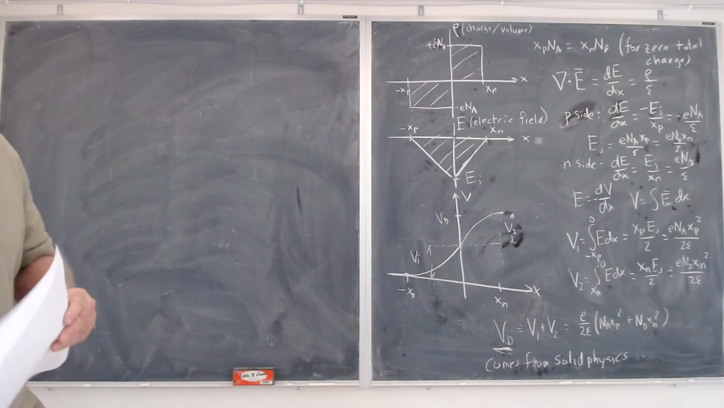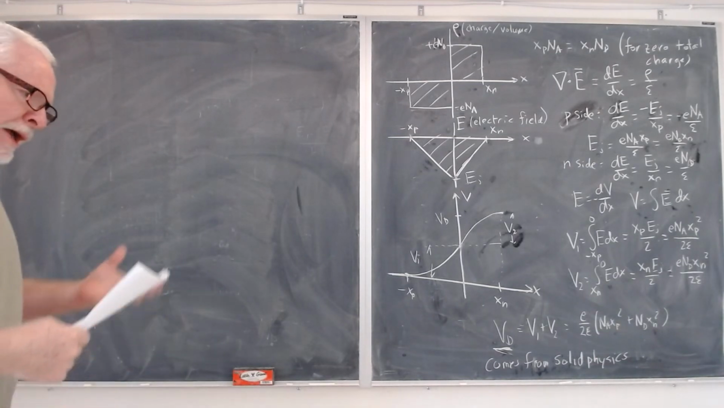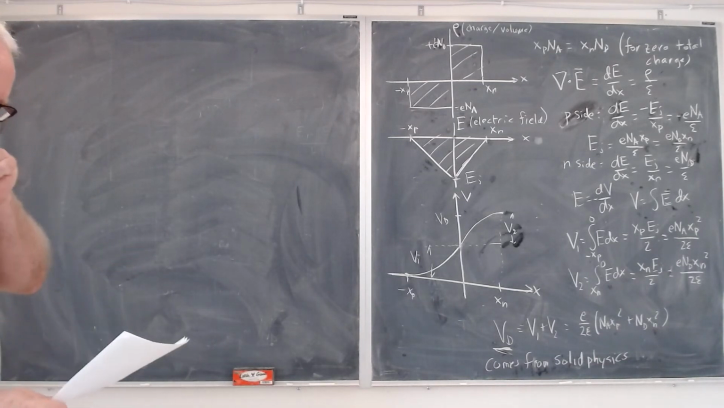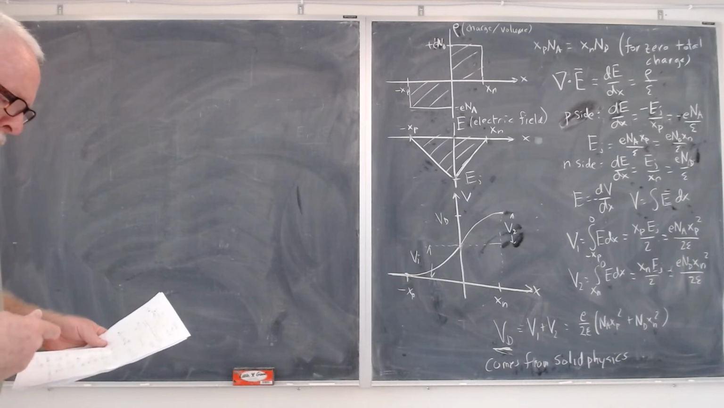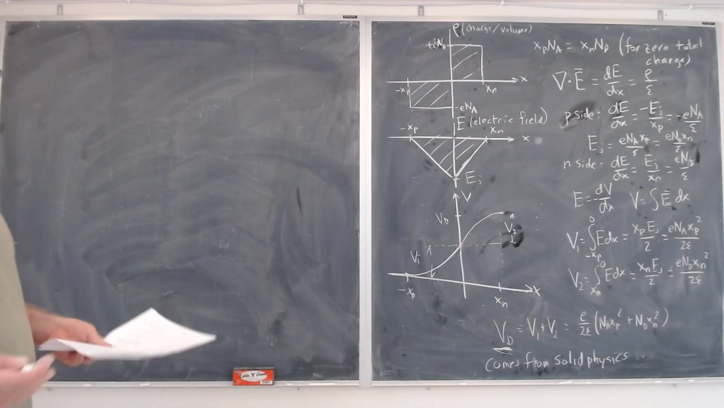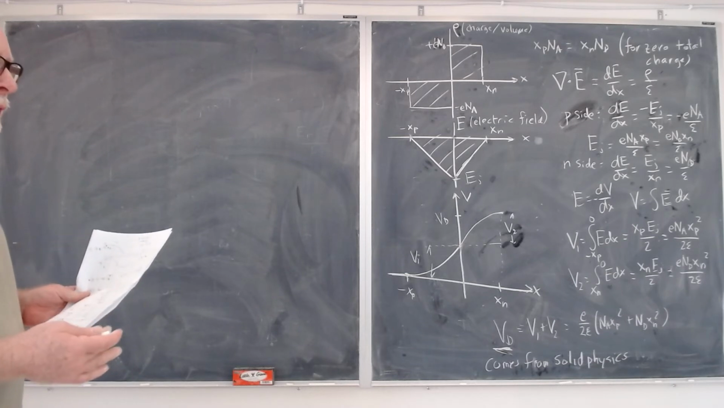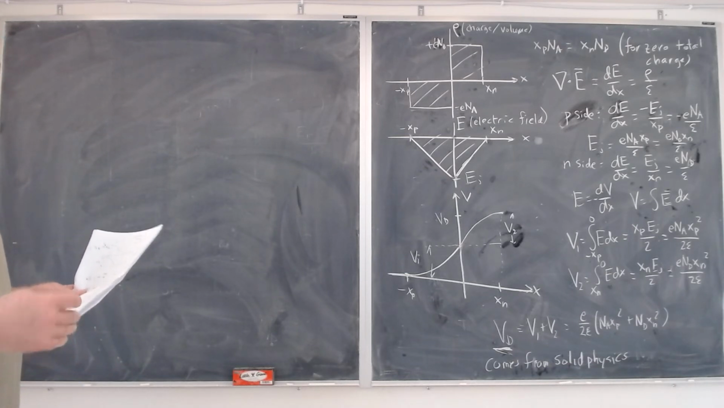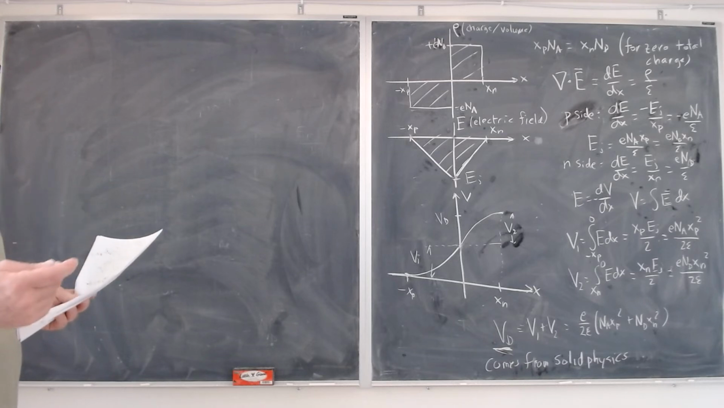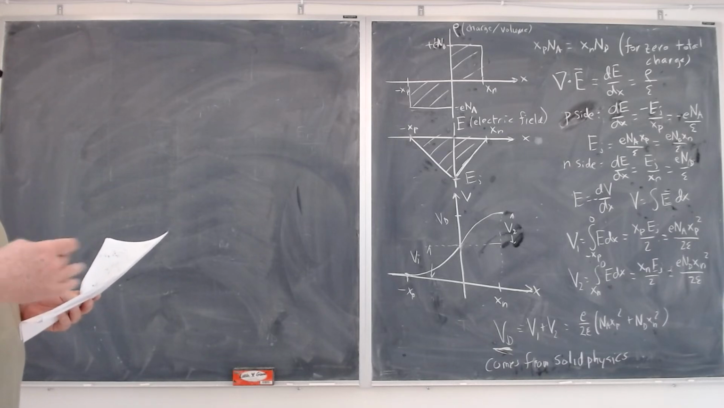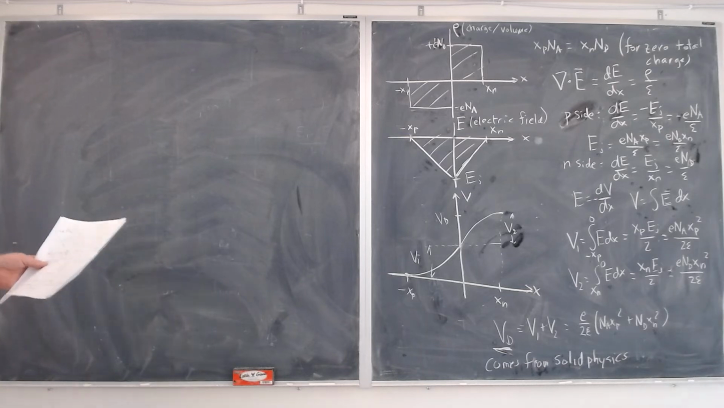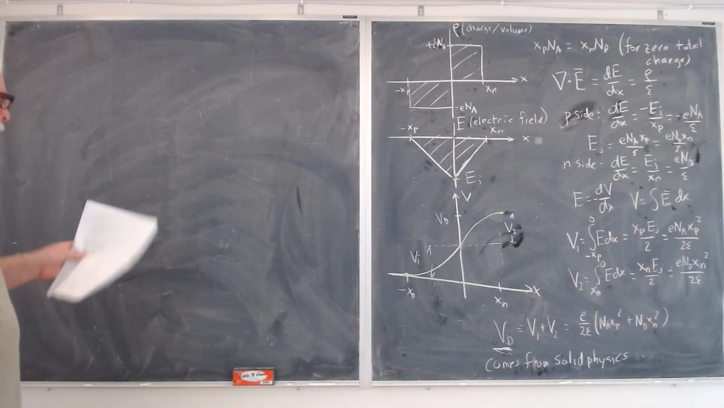Now, the next step in understanding how to analyze the diode is to become comfortable with the concept of, well, it's called various things, but basically drawing the bottom of the conduction band and the top of the valence band versus X, versus position. So I'm just going to start doing it.